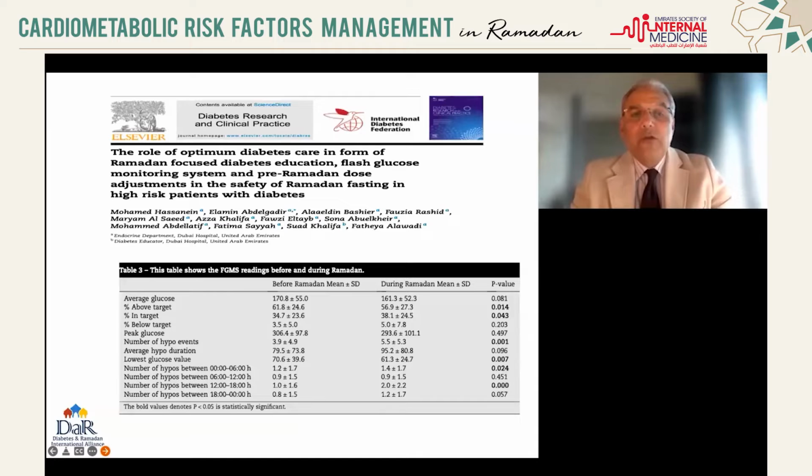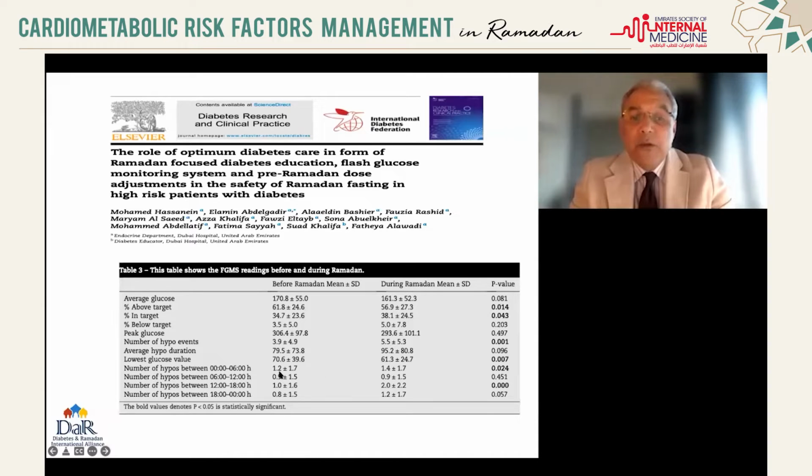Now, when you look into people with higher risk categories, and this is a study we've done in our hospital, not in the MENA region, just in our Dubai hospital, we provided everyone with education, with Freestyle Libre, the CGM that you all know, as well as patient education and adjustment of the insulin doses. What we saw here is that the percent of people within target improved from 34% to 38%. The percentage of people above target marginally reduced, but the hypoglycemia increased from 3.5% to 5%.